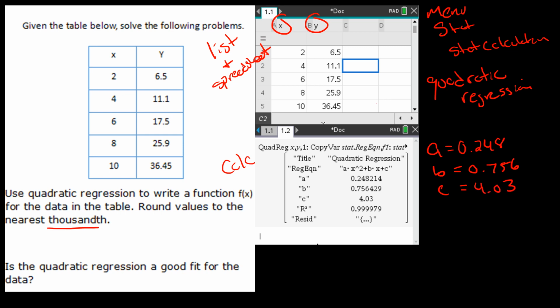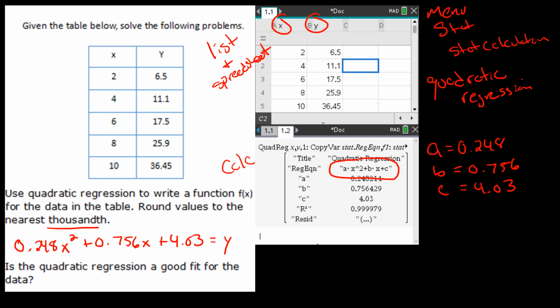Now, to get your equation, I know some of y'all are like, sorry, I just can't remember what the quadratic formula looks like. The calculator gives it to you. It's right here. All you need to do is plug in the values. So your answer to this is, well, A is 0.248 x squared plus B, well, B was 0.756 x plus C, which is 4.03. Okay, this is your equation. This is your y equal to.